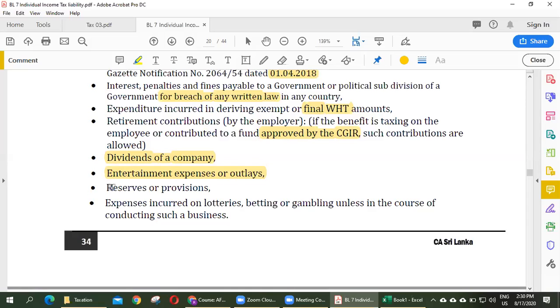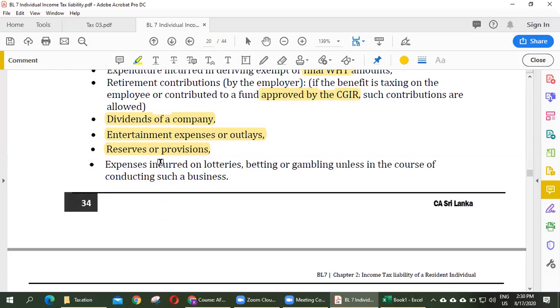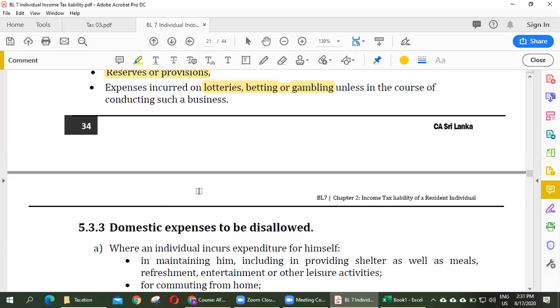And the reserves and provisions. Reserves, say general reserve, depreciation reserves, right? And especially other special reserves. No reserves are considered as allowable expenditure. Expenses incurred on lotteries, betting, and gambling, unless the cost is of conducting such a business. Right.